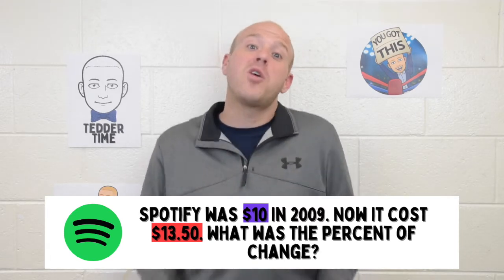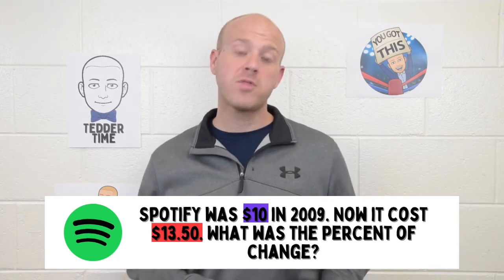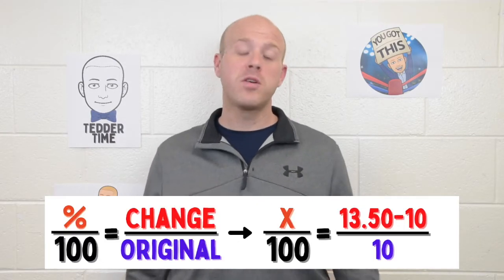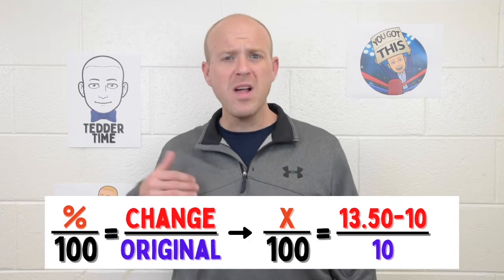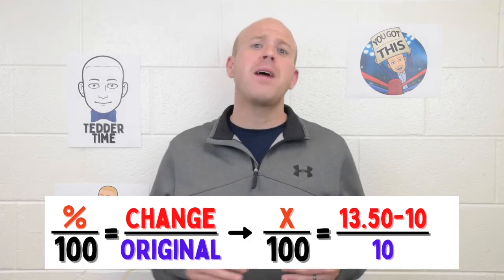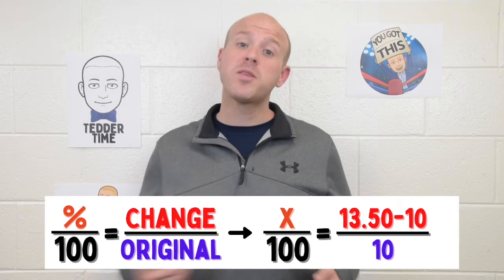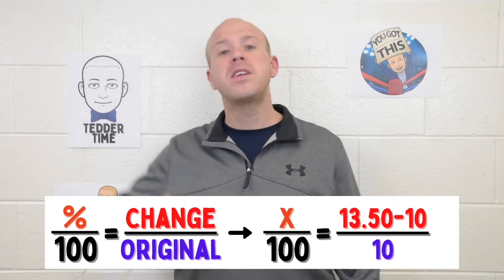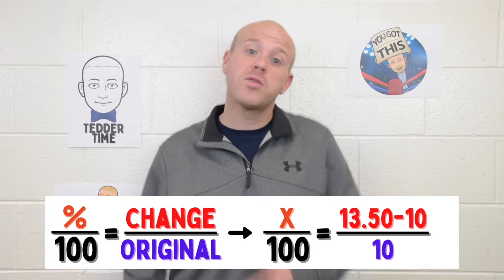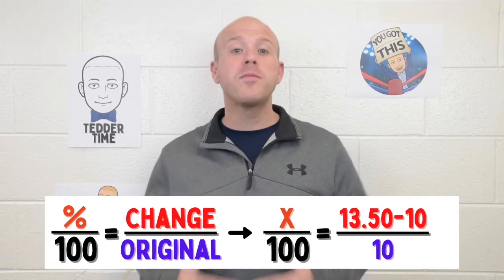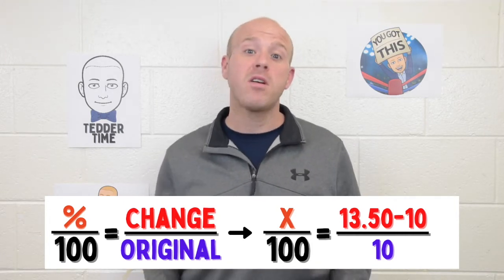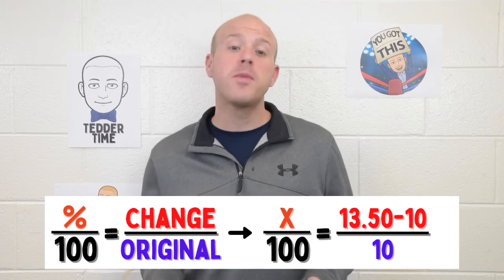Okay, so we don't know the percent. That's what we're trying to find. So let's fill in what we do know. We don't know percent, so we put an X. The amount of change is going to be how much went from new to old. Okay, so how much did we increase? So we subtract those two numbers. $13.50 minus 10 is, of course, $3.50. And then on bottom is going to be the original amount. So where did we start? We started at 10. So that's going to be on bottom.